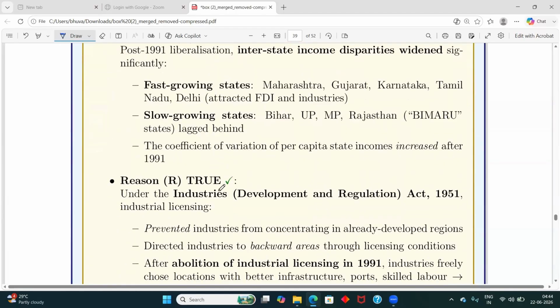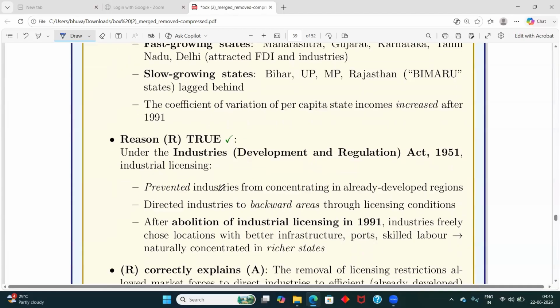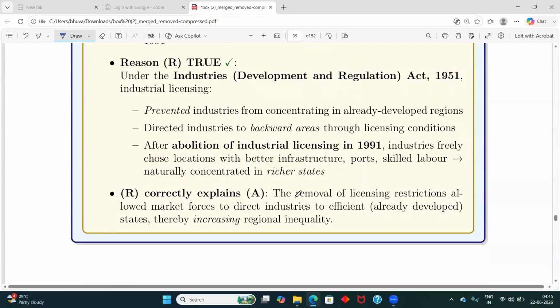Under the Industrial Development and Regulation Act 1951, industrial licensing prevented industry from concentrating in already developed regions and directed industry to backward areas through licensing conditions. After abolition of industrial licensing in 1991, industries freely chose locations with better infrastructure, ports, and skilled labor, so they naturally concentrated in richer states. So the correct explanation is that removal of license restrictions allowed market forces to direct industries to already developed states, thereby increasing regional inequality.